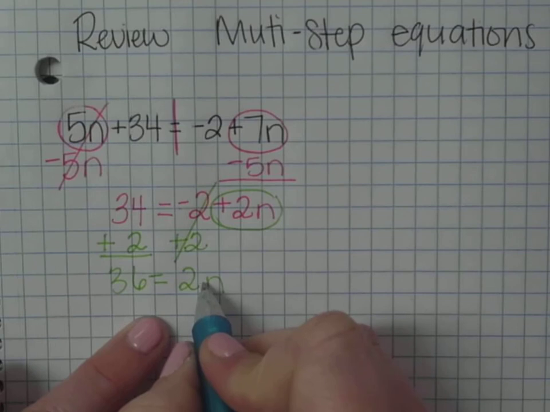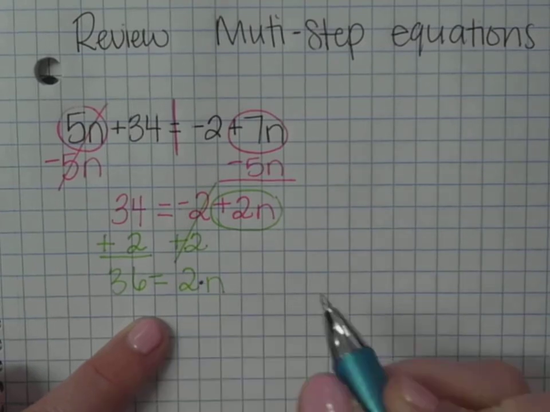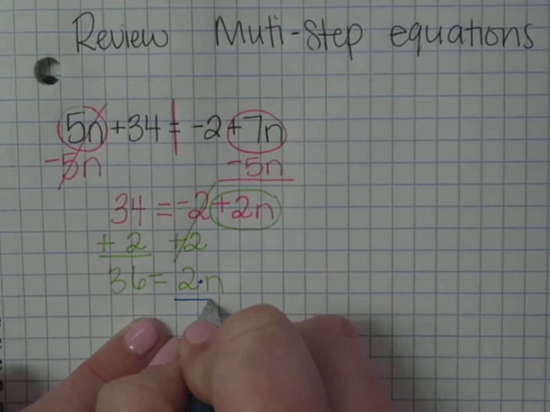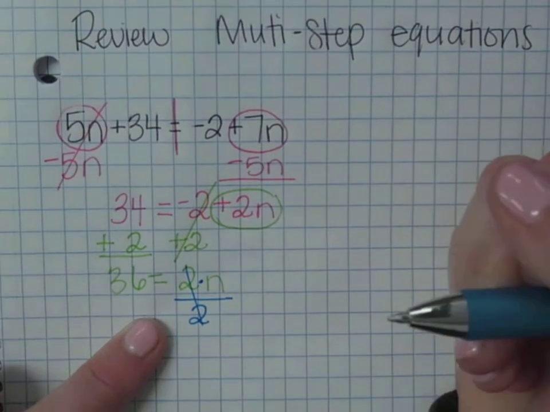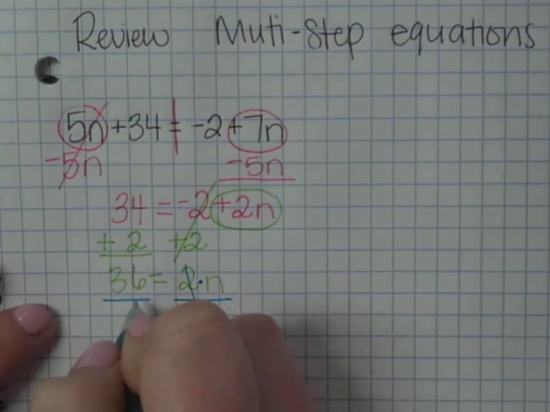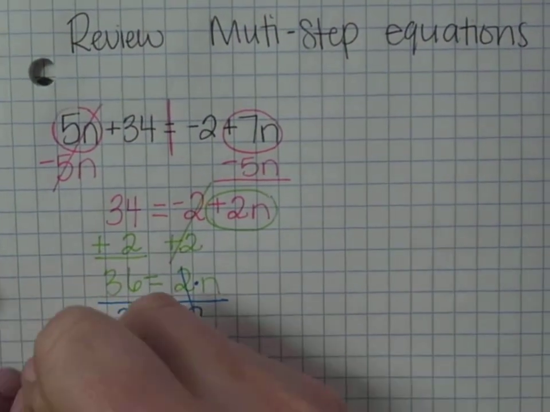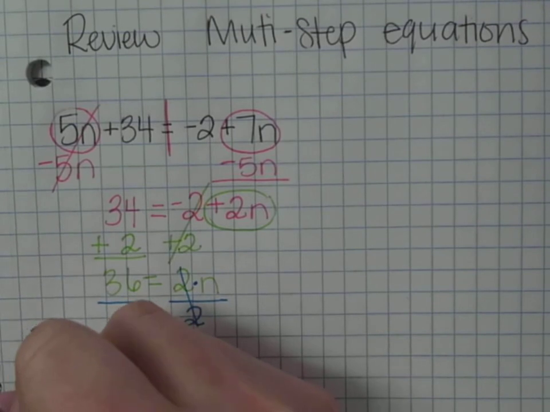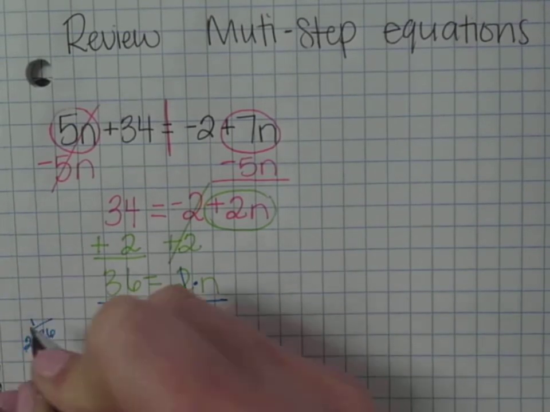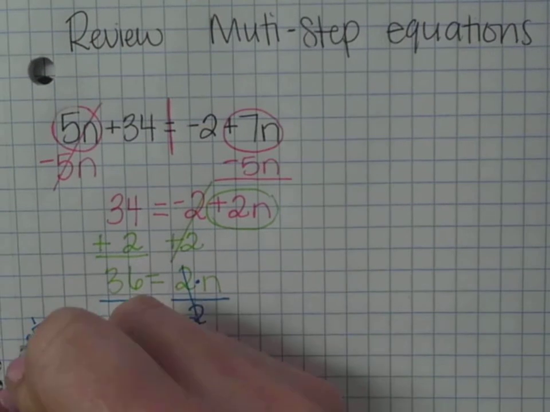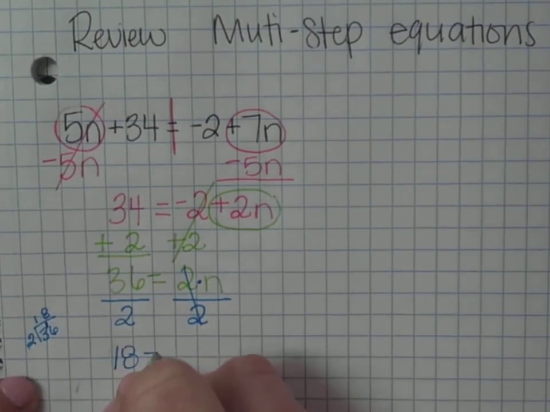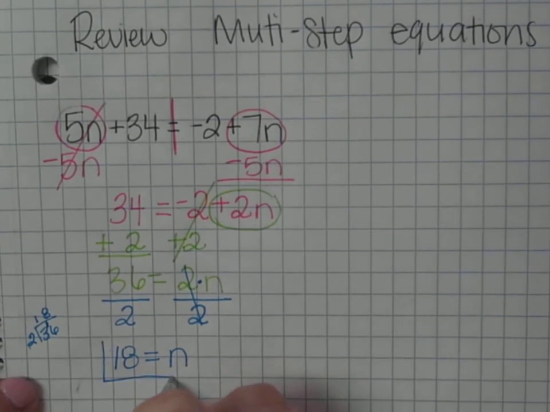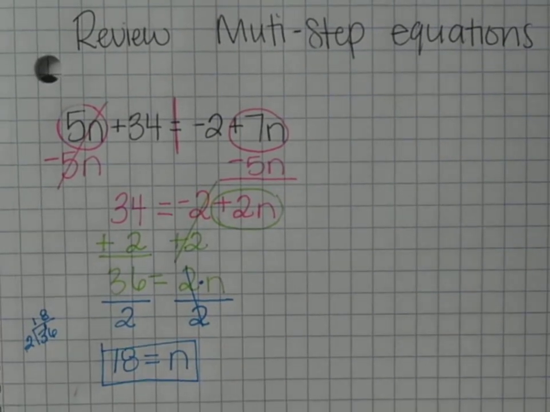Now it's 2, notice it's not a subtraction sign, it's not an addition sign, so it's 2 times n. So the opposite of multiply by 2 is divide by 2. 2 divided by 2 cancels. 36 divided by 2: 2 goes into 3 once, with 1 left over. 2 goes into 16 8 times. So it'd be 18 equals n. So that's our first example.